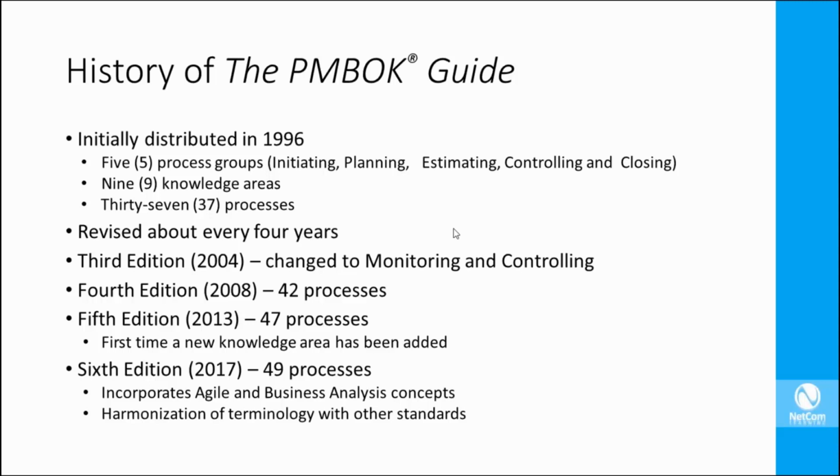And in this latest release, most of us are very happy that a lot of the changes that we've requested have been incorporated. In the third edition, they changed the controlling and estimating to monitoring and controlling. So they made that change in the process group itself. In the fourth edition, the 37 processes went to 42 processes. In the fifth edition, not only did the number of processes increase, but they also added a new knowledge area, that being the stakeholder management area.